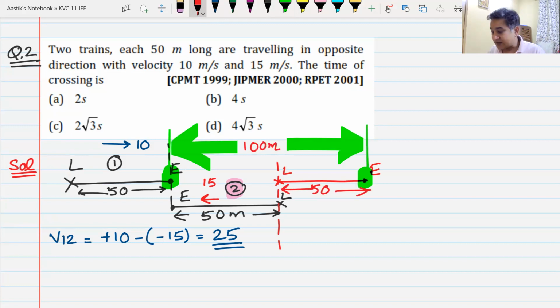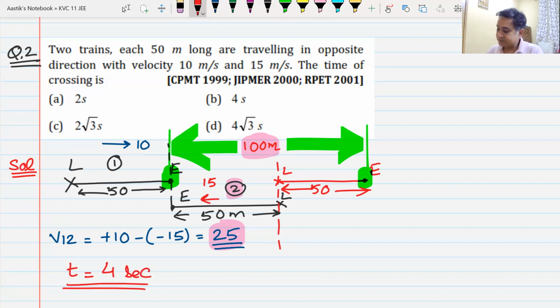There is no acceleration, so you can easily find out how much time the first train will take to cross the second train. The displacement is 100 meters. The velocity, or the initial velocity, is 25. There is no acceleration, so you can simply divide the displacement by the initial velocity and you will get your time. Your time will come as 4 seconds. Do we understand this, how this is done?